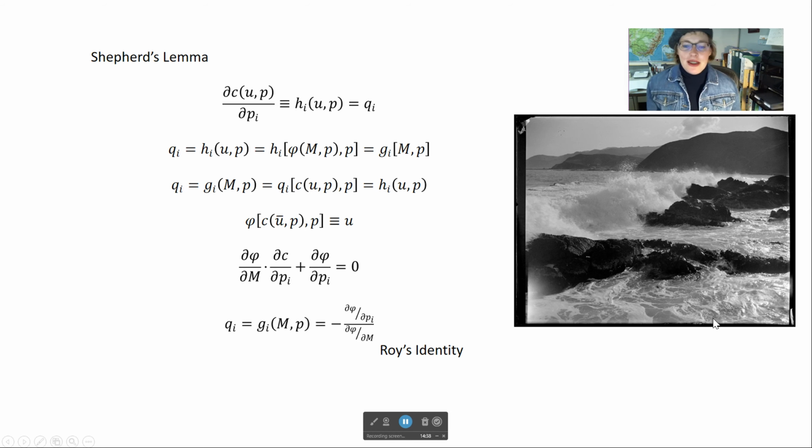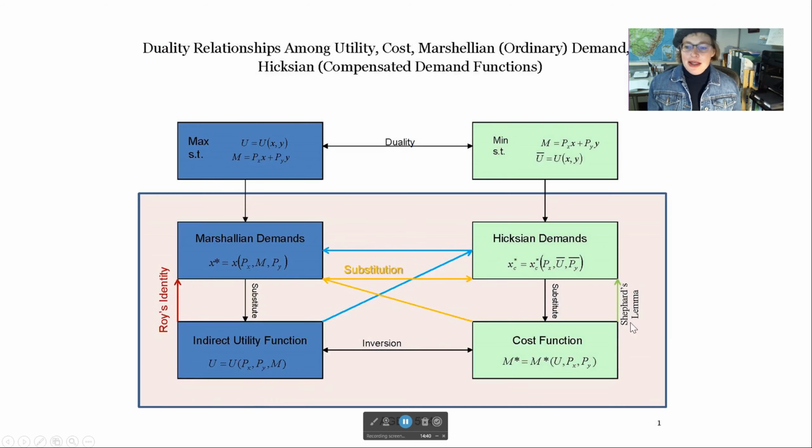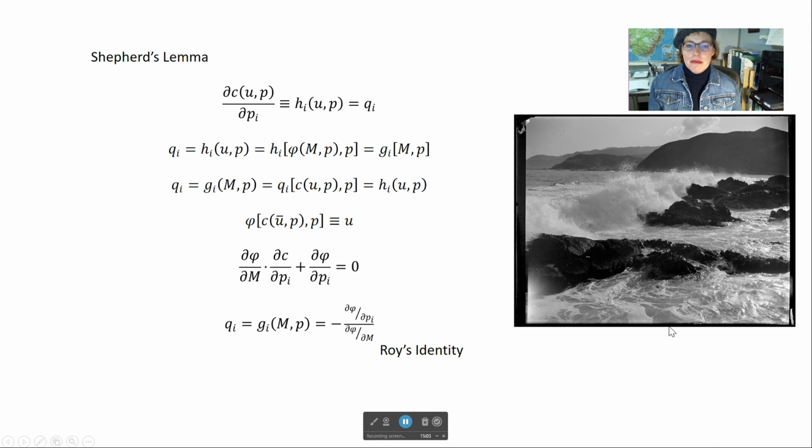Here are the two things. If you look back on this slide, I show you that to go from the cost function and retrace your steps to get the Hicksian demands, we have a tool called Shepard's lemma. And from the indirect utility, it's Roy's identity that gives us a relationship from that to Marshallian demand.